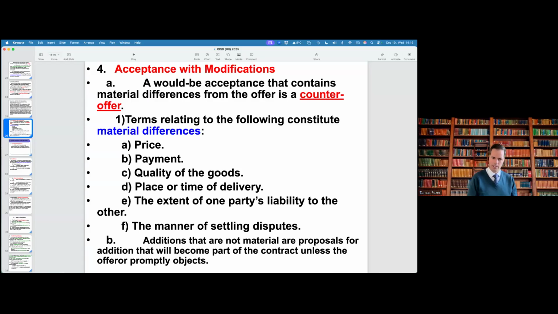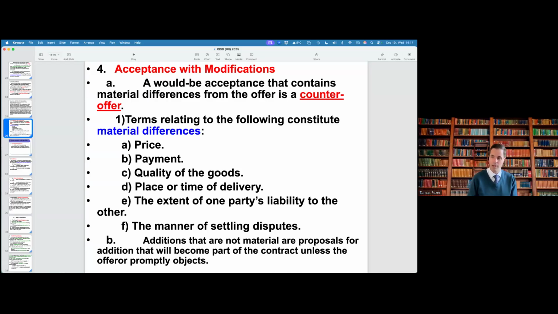However, there are certain exceptions in the CISG. The CISG says that a so-called would-be acceptance that contains material differences from the offer is a counteroffer. So if the modification from the offeree is non-material, then it's not going to be a counteroffer. It's going to be considered an acceptance. Let me tell you how it works. The CISG lists the most important elements of the sales contract, and if there's any amendment from the offeree regarding the offer that concerns these material differences, then there's no agreement.